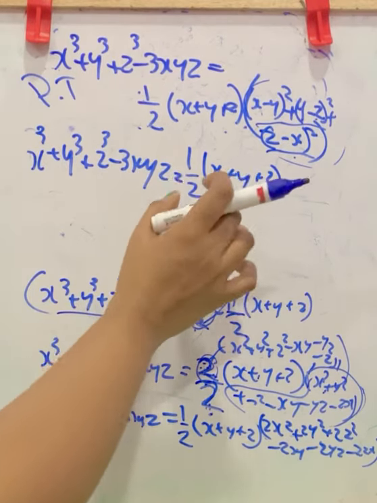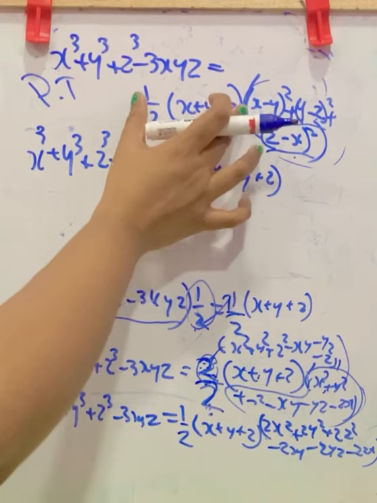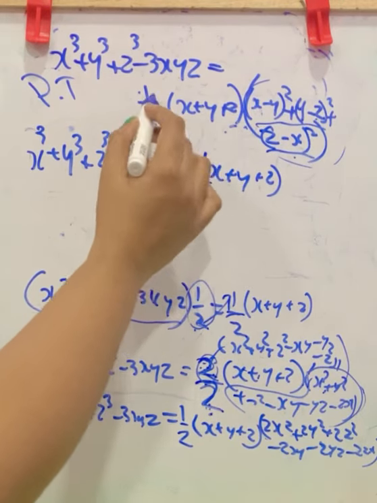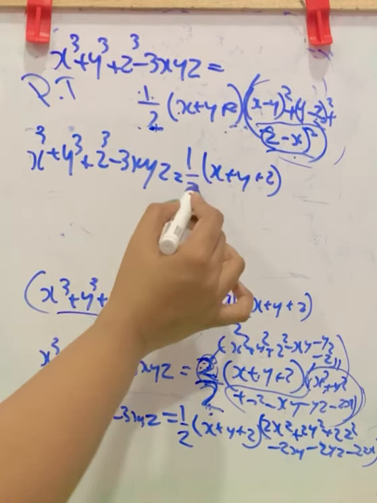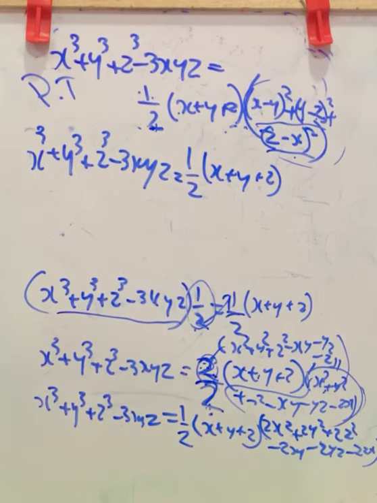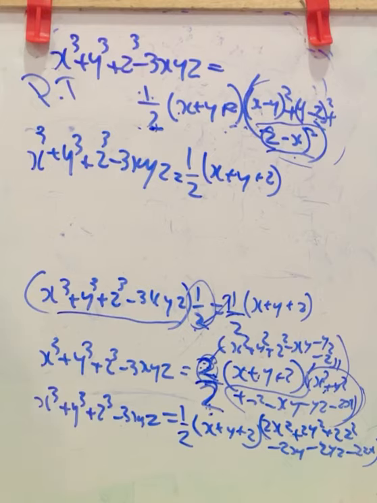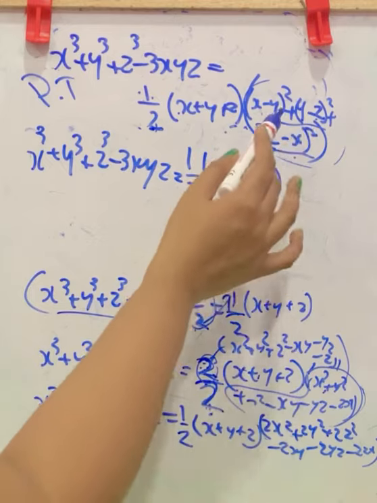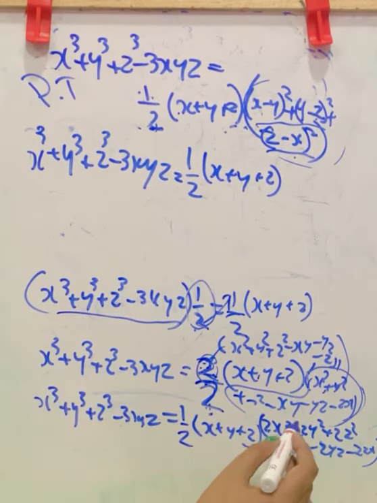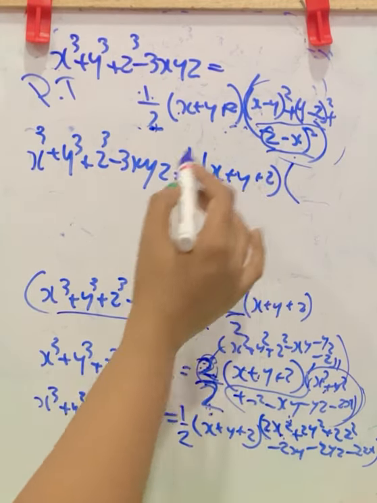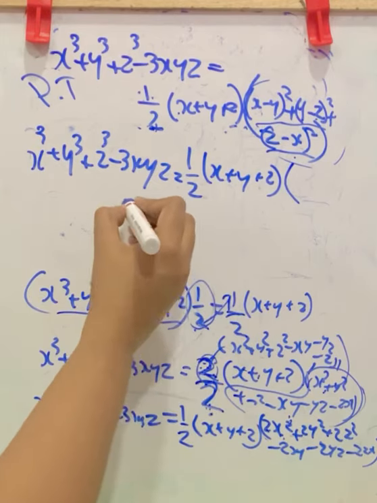Till this part we have already proved, because in the question it is 1 by 2 into x plus y plus z. Here also we get 1 by 2 into x plus y plus z. Now the problem is with the last term. So that we got 2x square plus 2y square plus 2z square minus 2xy minus 2yz minus 2xz. So we have to make it like this. For that, 2x squares are there, so I am splitting and writing like this.